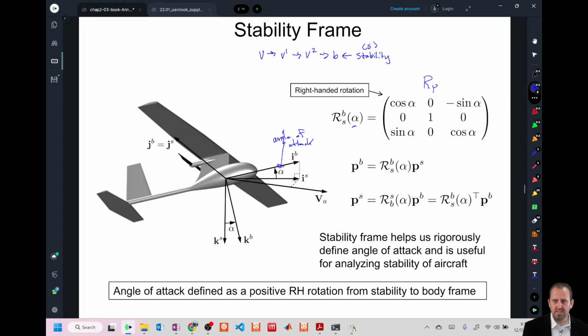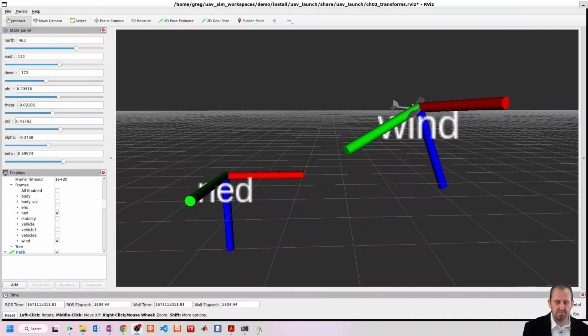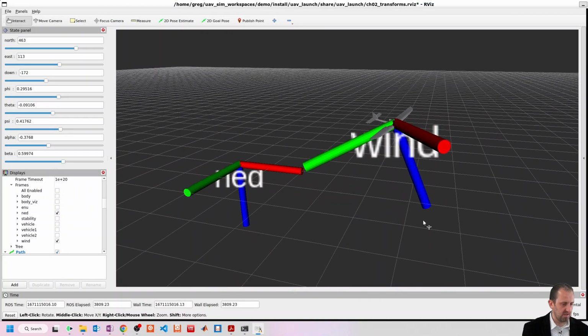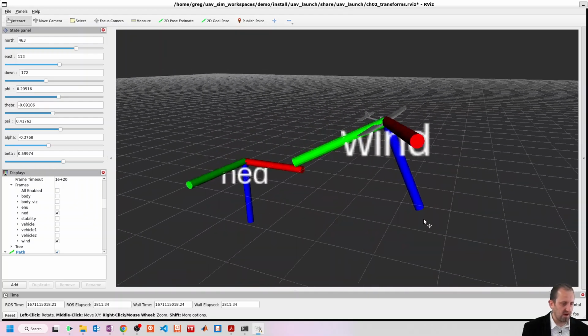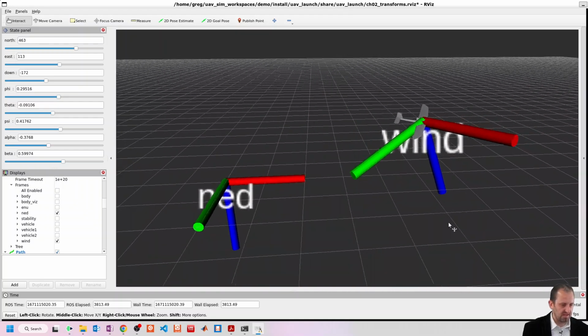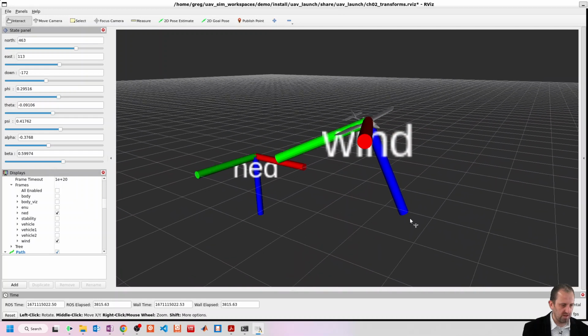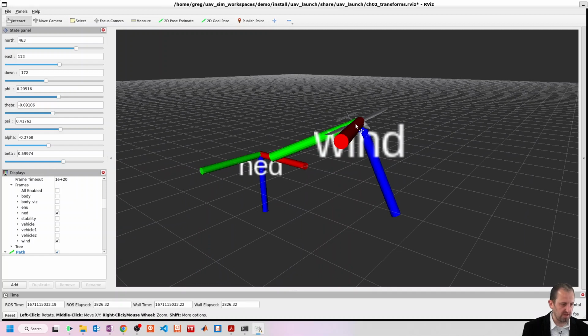So if we take a look at our little sim, I've got the wind already defined. It's important to note that the wind is defined and it can be in any arbitrary orientation with respect to the aircraft. And again, that's the relative wind vector that we're defining. The relative wind vector would be along this red axis right here.